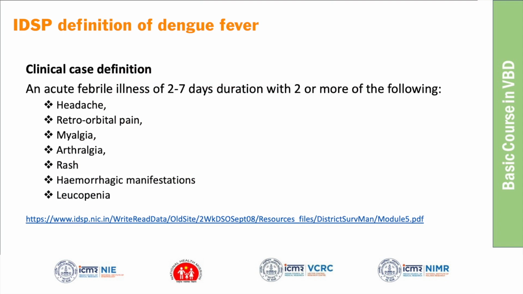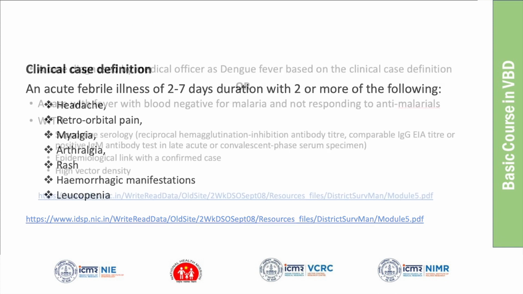IDSP has also given a definition for dengue fever. I will just quickly go through it because I know you may be very familiar with all these definitions. The IDSP definition on dengue fever: the clinical case definition is an acute febrile illness of 2 to 7 days, with two or more of the following symptoms: headache, retroorbital pain, myalgia or body pain, arthralgia or joint pains, any rash or hemorrhagic manifestation, or leukopenia. So if they have any two of these symptoms with fever, then it's dengue fever.